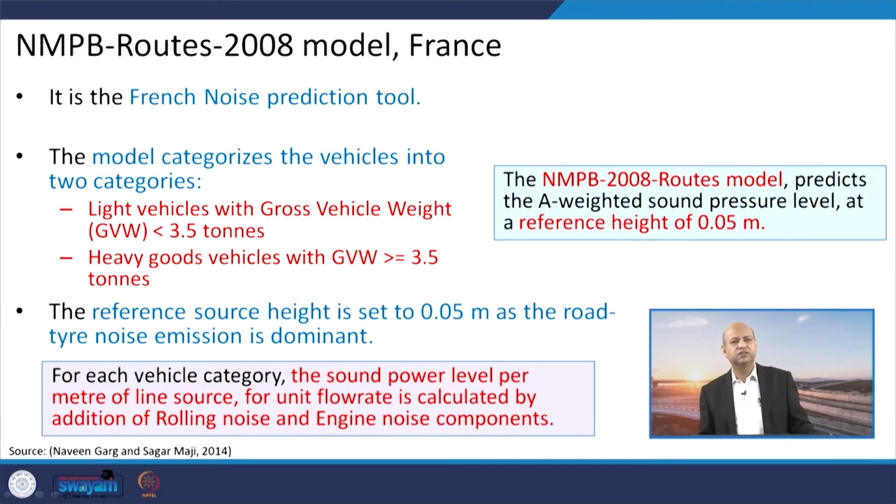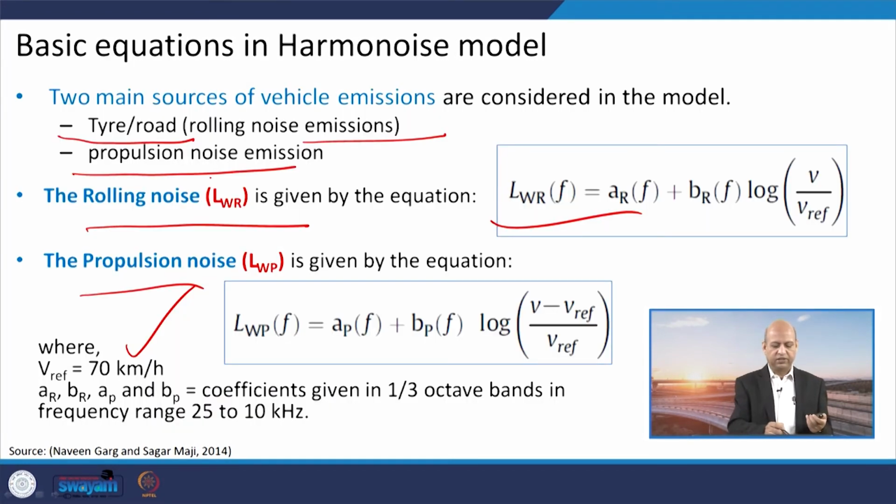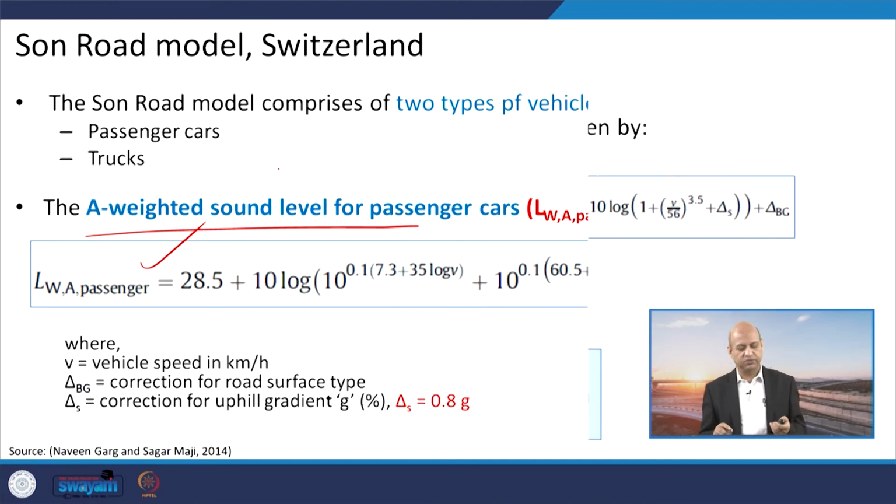And if you consider France, then they have their own model, which is NMPB-Routes-2008 model, and this is basically the French noise prediction model, as I said, and it categorizes the vehicles into again two broad categories: light vehicles less than 3.5 tons gross vehicle weight, and the heavy goods vehicle that is more than 3.5 tons weight. So, it is different than the German one, if you remember. Okay. For each vehicle category, they have this sound power level per meter of the line source for unit flow rate, and it is calculated by addition of rolling noise and the engine noise, which is similar to this tire, road and propulsion. So, that French model is similar to that particular model.